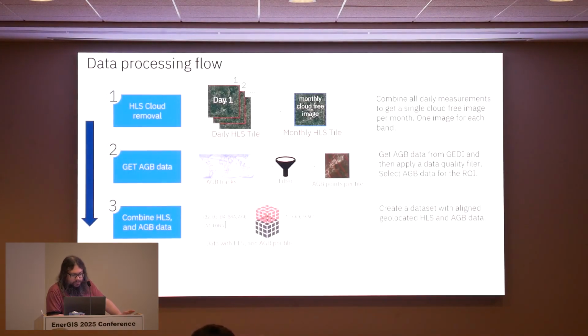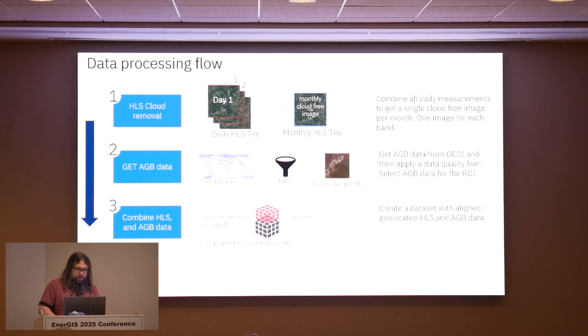So here's the data flow in general. We run the HLS cloud removal. So we take however many 3 to 6 months of data and create this, it says monthly, that's old, image for 1 year. So basically we're treating it as 1 year at a time. Then we get the AGB data, like I mentioned, that goes in those tracks and filter it to what we want. And the next step is we need to combine those data sets.